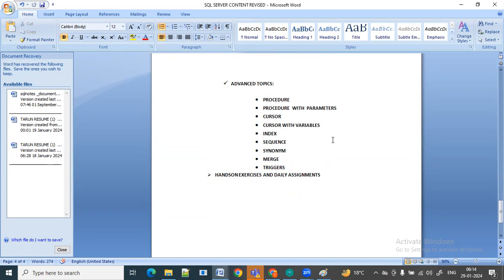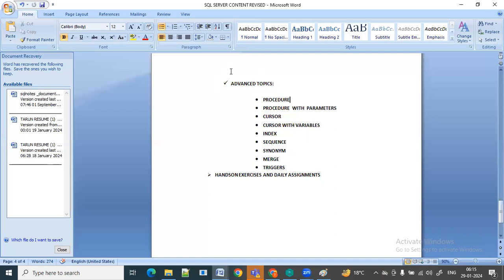Later on, you will be experiencing the advanced concepts. Generally, these advanced concepts are very important, because in real-time projects you will be writing procedures, cursors, some sequences, some merge statements, and some triggers. That is why these are important. So all these things like procedures with parameters, cursors, sequences, synonyms, merge, and triggers we will be discussing in the advanced concepts.